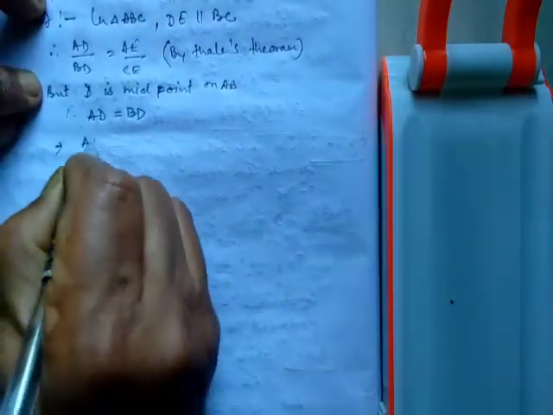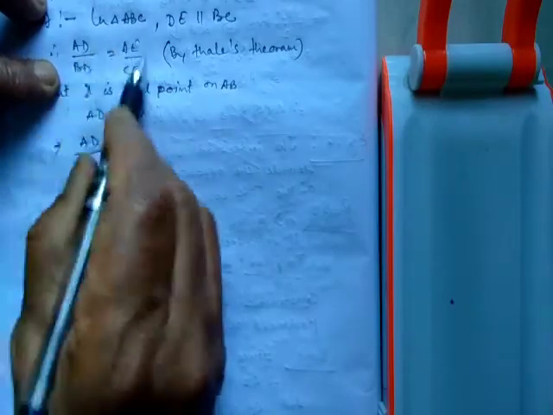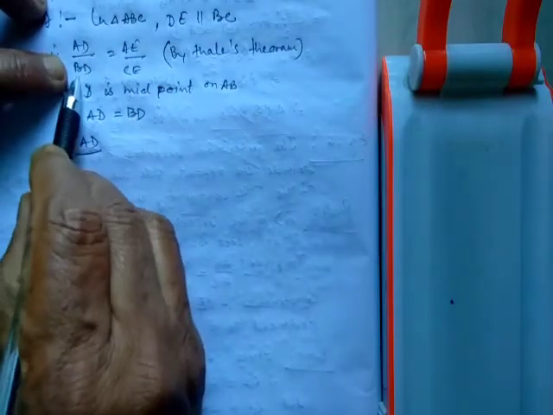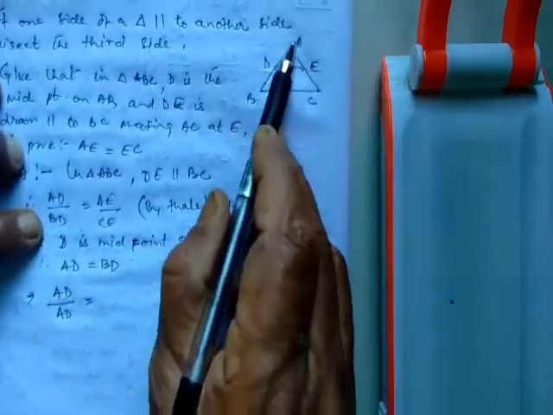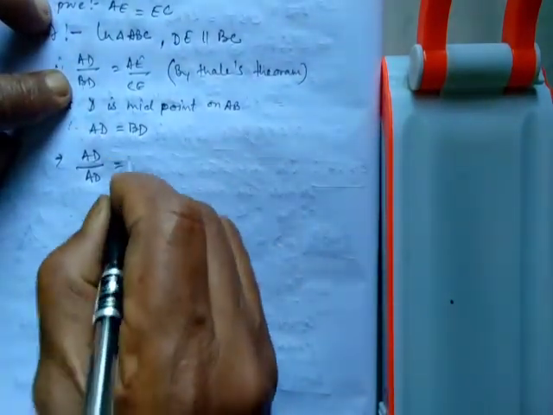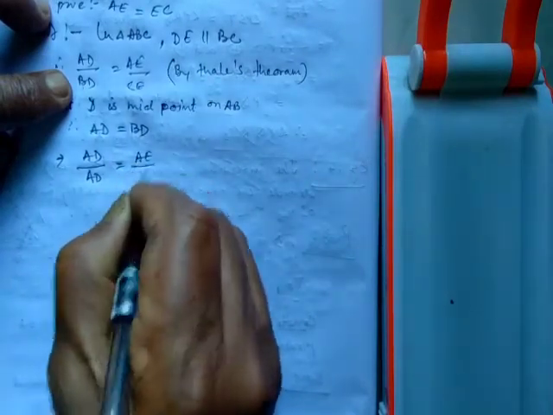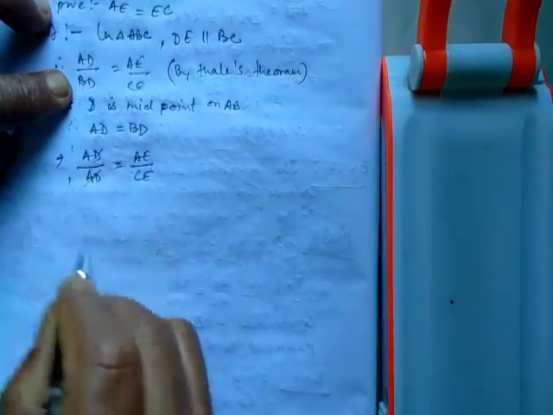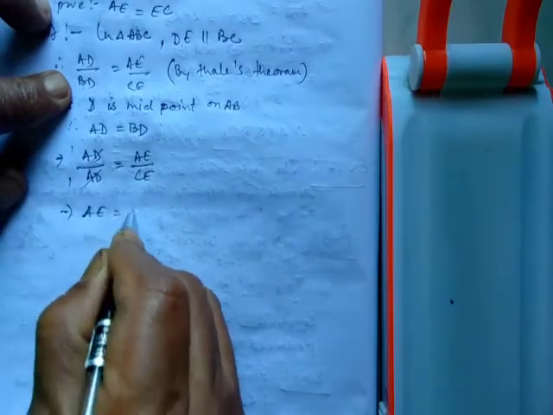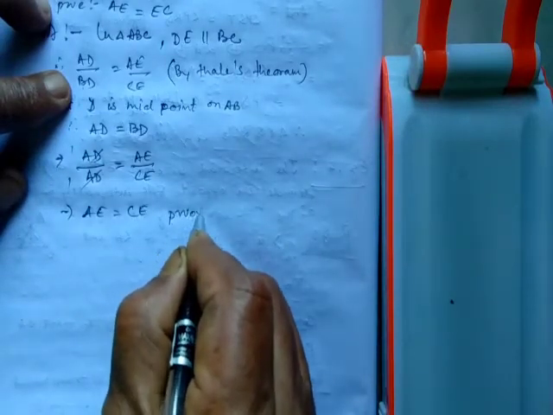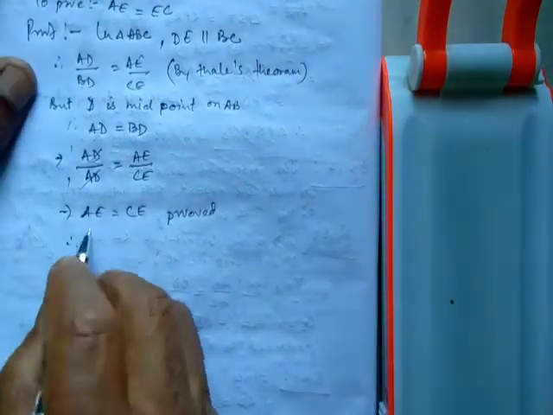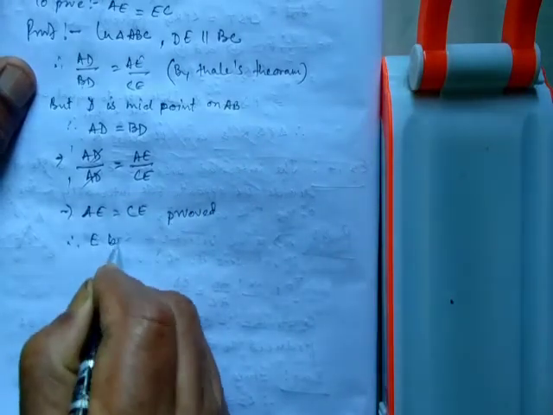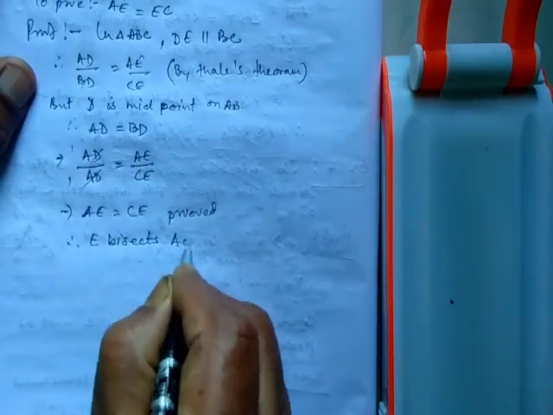This implies AD by BD, this BD I am taking again, AD is equal to BD I got. In place of BD I am writing AD, because AD and BD are equal, D is the midpoint. So in place of BD I have written AD is equal to AE by CE. These two cancel one by one. Now cross multiply, AE is equal to CE. This is proved. Therefore, E bisects AC. Proved.